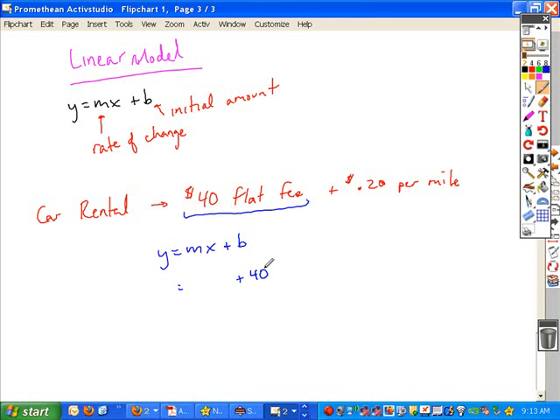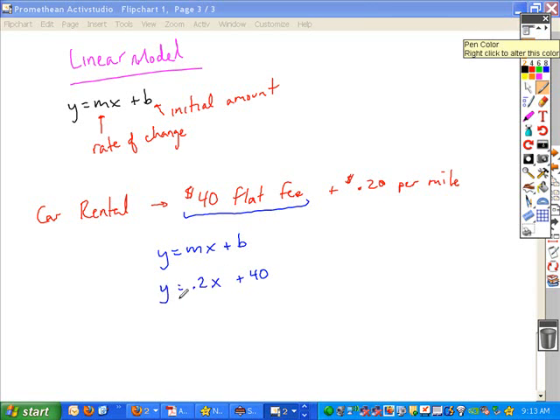No matter what, you have to pay that amount. And then 20 cents per mile is your rate of change. The amount changes for every mile. It adds 20 cents. So that's going to be your slope, so 0.2x. And so here is your equation.